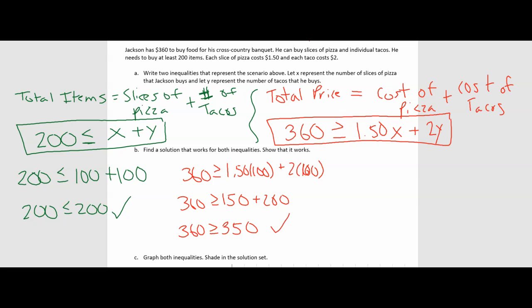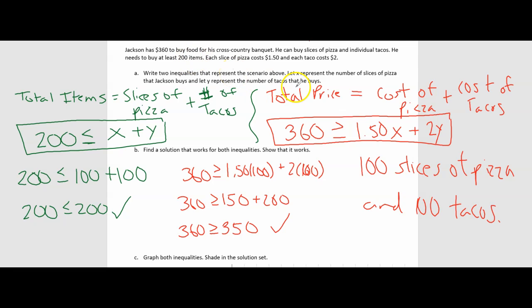So one possible solution: 100 slices of pizza and 100 tacos. And again, you may have come up with a different number because there's not just one answer. You would just need to prove it using both the inequalities.